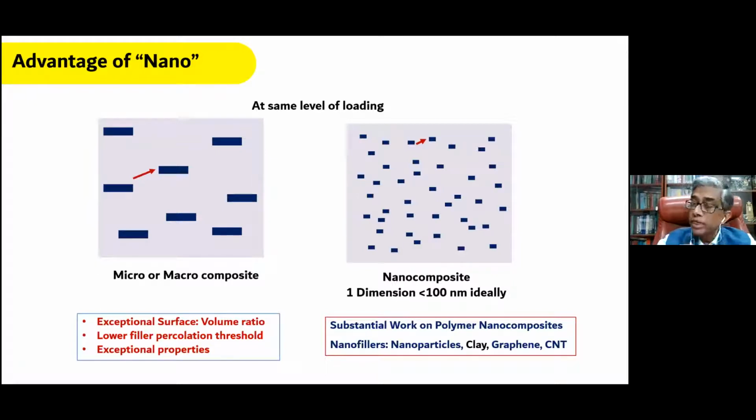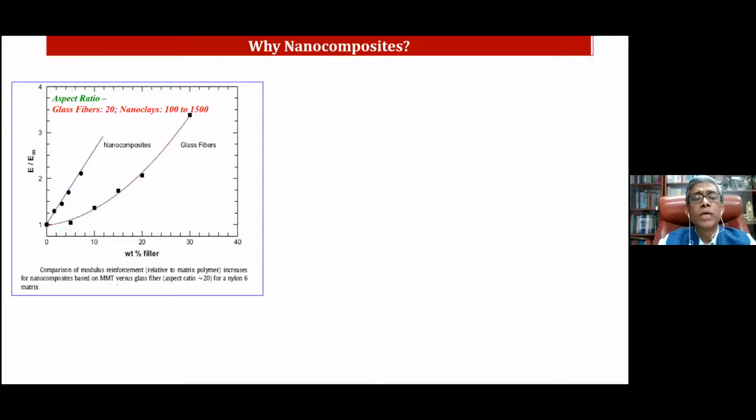There is a percolation between how you distribute and how you connect them, and they will give exceptional properties. I already mentioned some of the nanofillers that give these properties. Now, if we look at the change in the modulus, the modulus of the nanocomposite divided by the modulus of the matrix is the y-axis, and the percentage of filler is the x-axis.